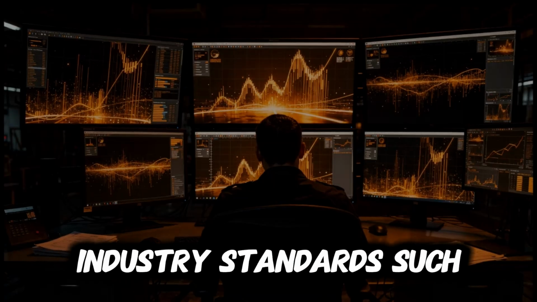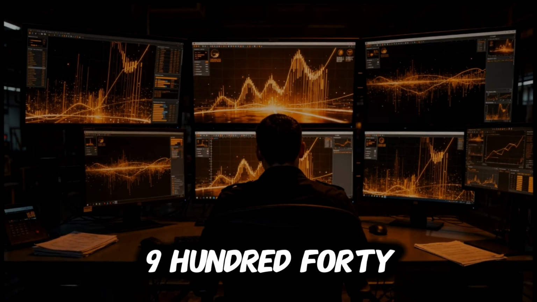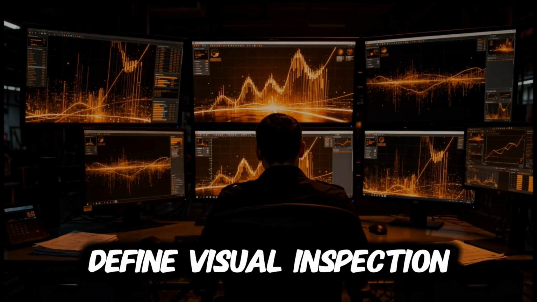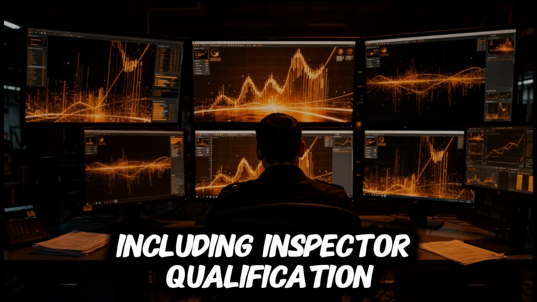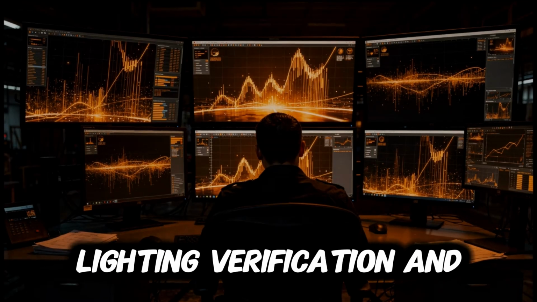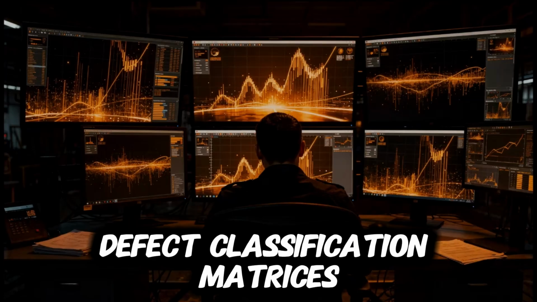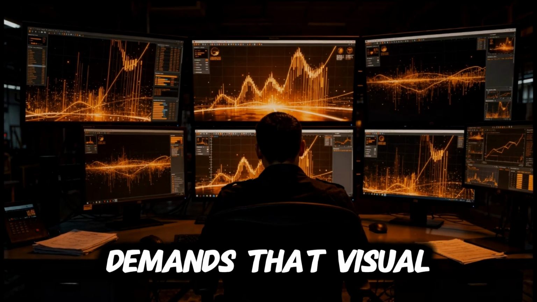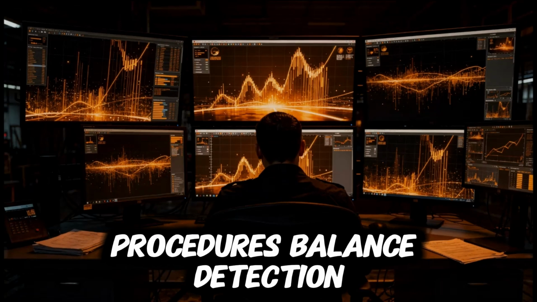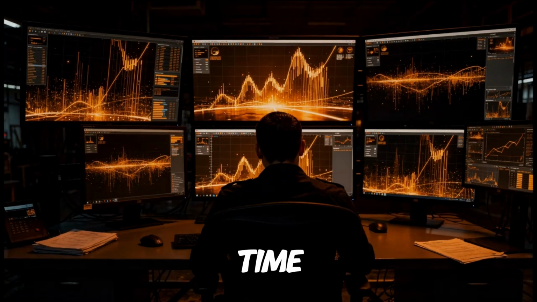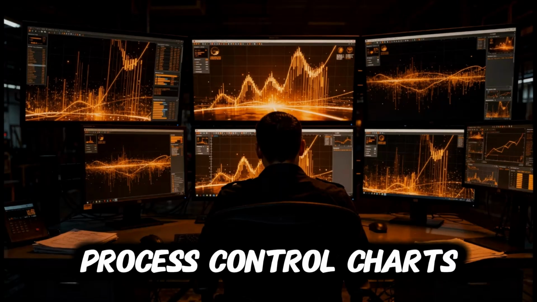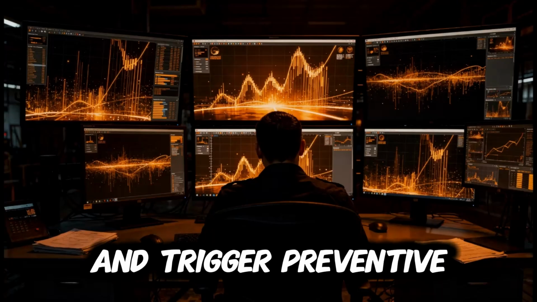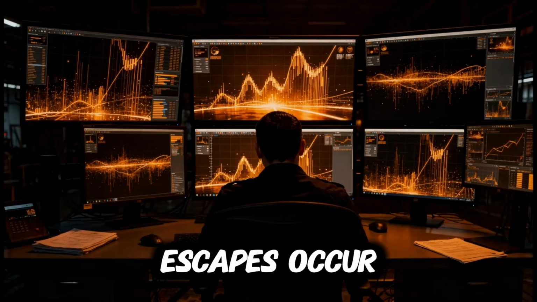Industry standards such as IATF 16949 and AIAG CQI-9 define visual inspection requirements, including inspector qualification, lighting verification, and defect classification matrices. The high-volume nature of automotive production demands that visual procedures balance detection sensitivity with cycle time, often employing statistical process control charts to monitor visual defect trends and trigger preventive maintenance before quality escapes occur.